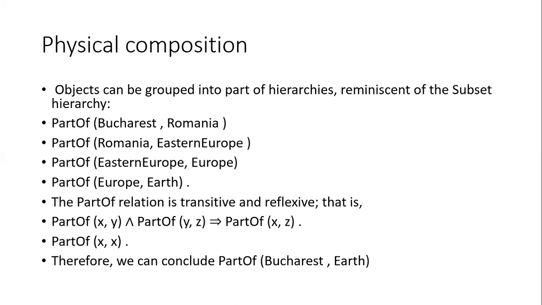Objects will be categorized, and each object will be recognized by its properties. Now we are going to see how objects can be grouped into classes or subsets of a hierarchy. For example, if we represent each city as an object, Bucharest is a part of Romania, Romania is a part of Eastern Europe, Eastern Europe is a part of Europe, and Europe is a part of Earth.